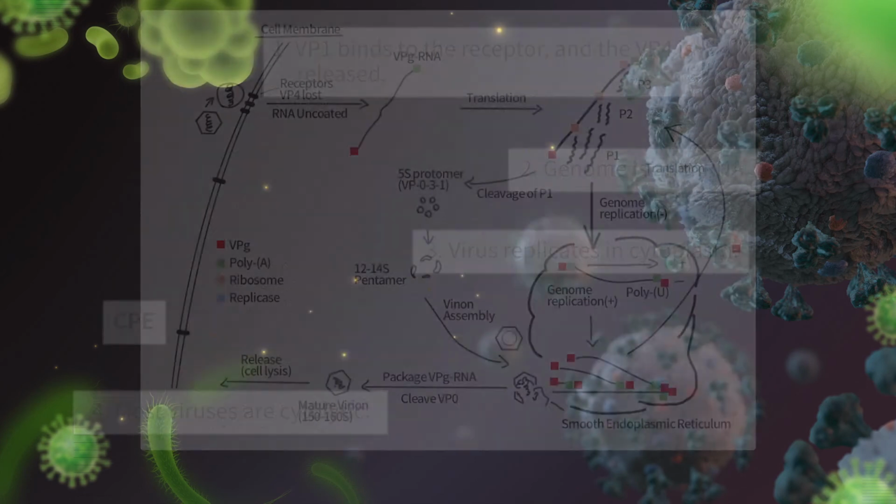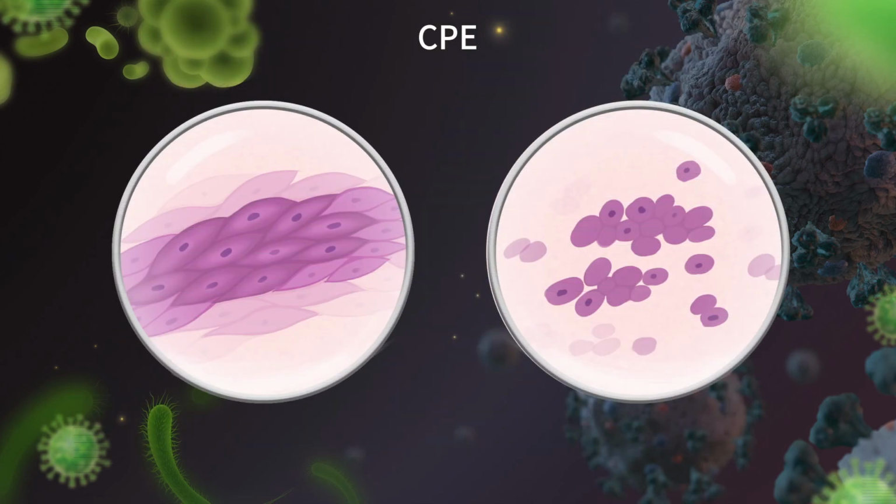CPE. When the viruses are cultured in living cells, the viruses induce CPE. Left, normal cells. Right, cells infected with poliovirus. Many of the degenerated cells have fallen from the glass surface.